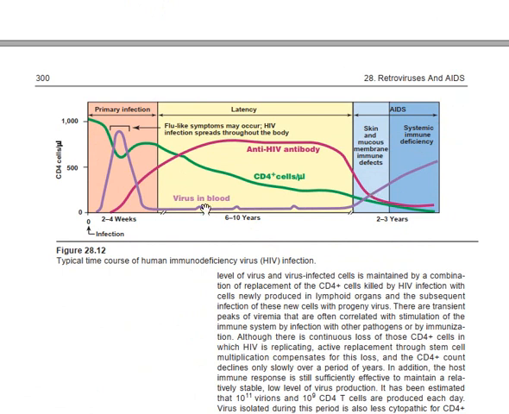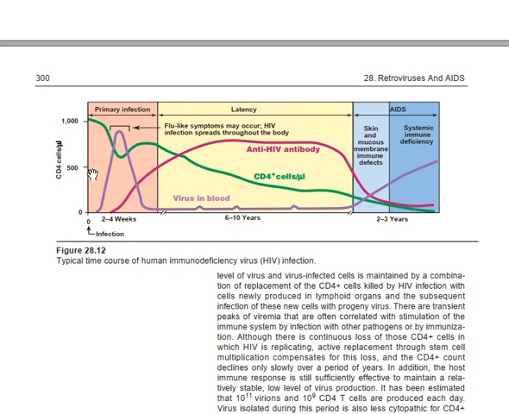Now the next one, we have the typical course of human immunodeficiency virus. You need to know that in the course of the human immunodeficiency virus, you start with primary infection, then you have a latency period, then you have AIDS. So at the beginning, you have 2 to 4 weeks of primary infection, then 6 to 10 years of latency, and then 2 to 3 years later you're going to have AIDS.